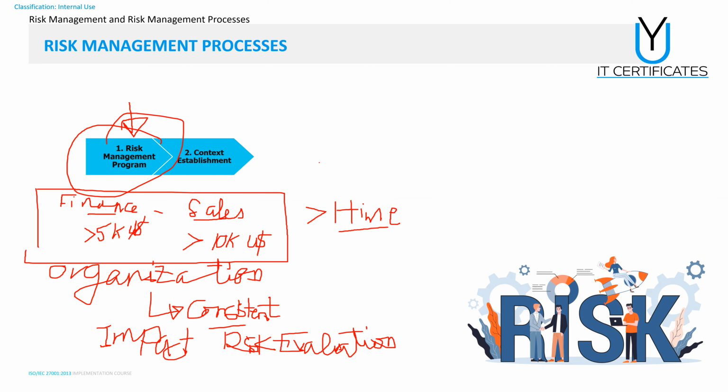To understand the concept, I will give you a very simple example. Just imagine you have two factories. One factory is making sweets and candy, and the other factory is manufacturing weapons and bullets. Both of them are factories, and you, as a security consultant, are required to develop the risk management program for both factories. One of them is manufacturing sweets, and the other is manufacturing weapons and bullets.